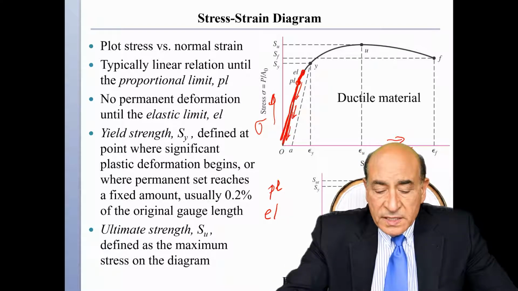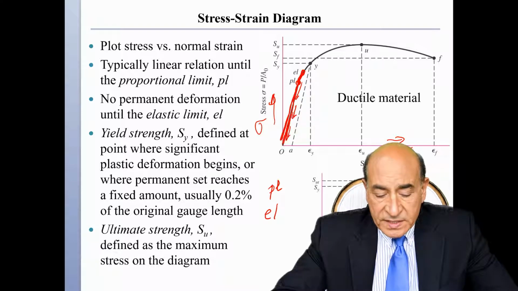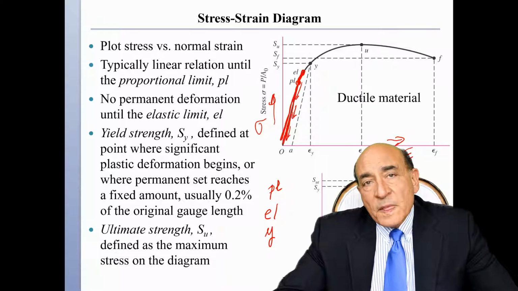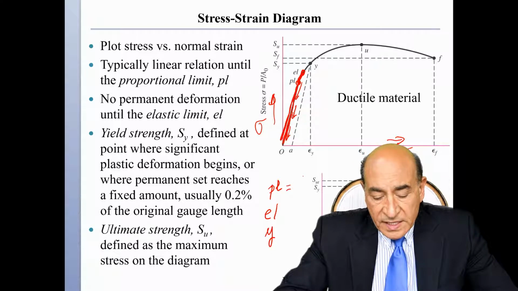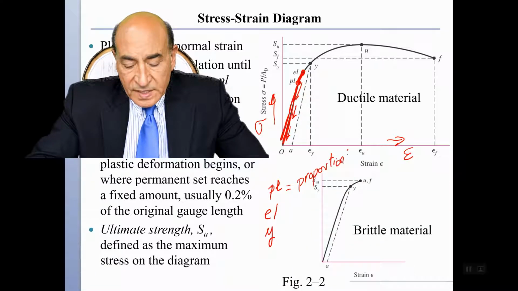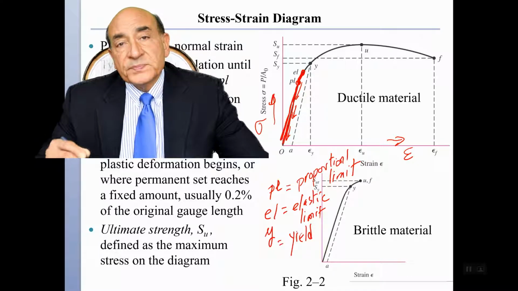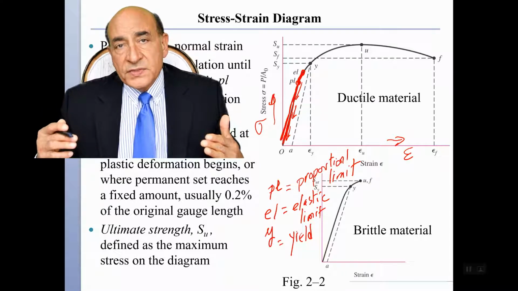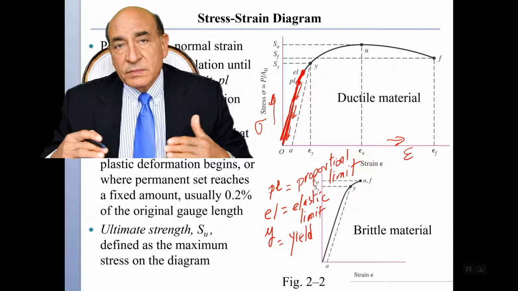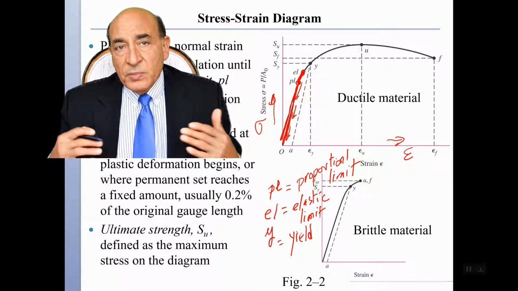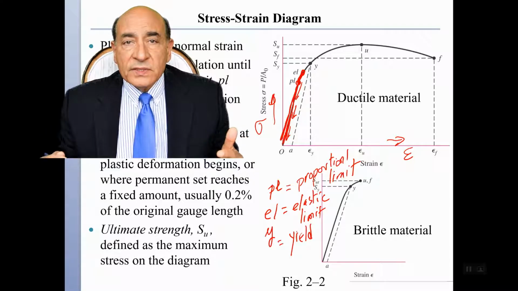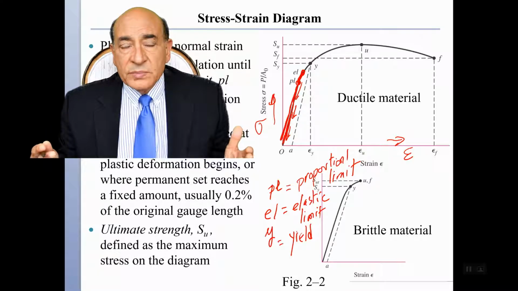Now, if I continue beyond the elastic limit, then I get another point, Y. Y is yield. So PL is proportional limit, EL is elastic limit, and Y is yield. At this point, if I reach a high enough stress, the material starts to deform plastically, and upon unloading, I do not recover all of the strain that is imposed on the material.